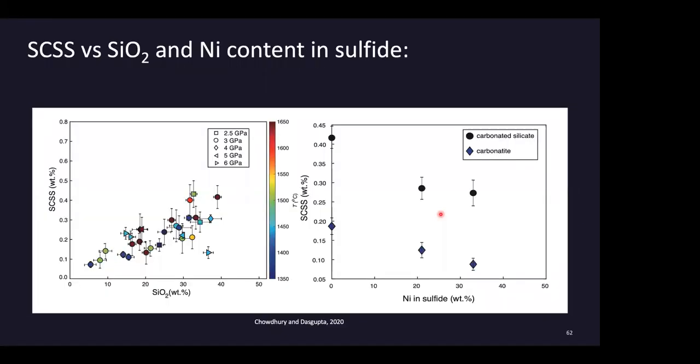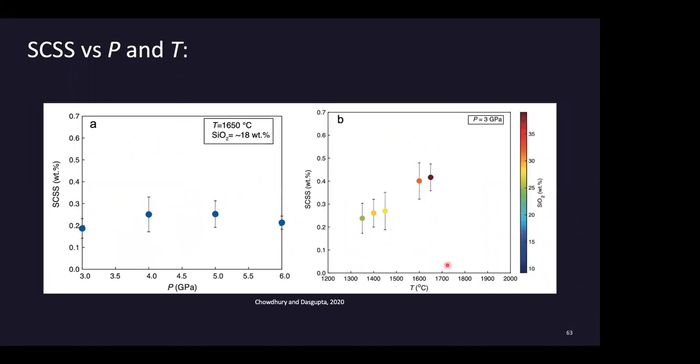When we look at how SCSS varies with silica content, we see that SCSS increases with silica content. And when we compare SCSS with nickel content in the sulfide, we see that SCSS decreases with the nickel content in sulfide. With pressure, SCSS is invariant, and with temperature, SCSS increases with increasing temperature.